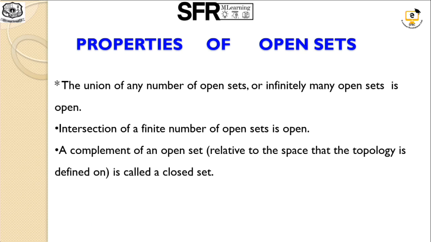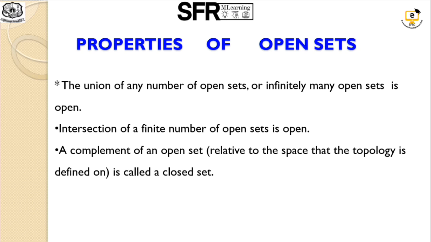Here we choose R as the minimum value among R1, R2, up to Rn. Then B of x comma R is a subset of Ai. R is a positive real number and B of x comma R is a subset of B of x comma Ri for all i equal to 1 to n. Hence, B of x comma R is a subset of A, therefore A is open. Hence, the intersection of a finite number of open sets is open.